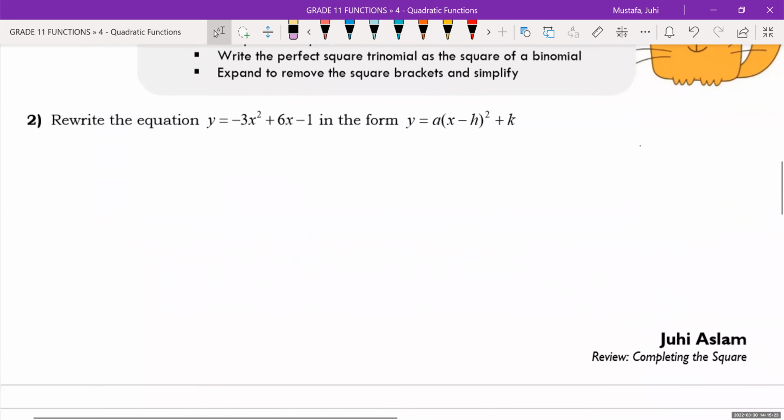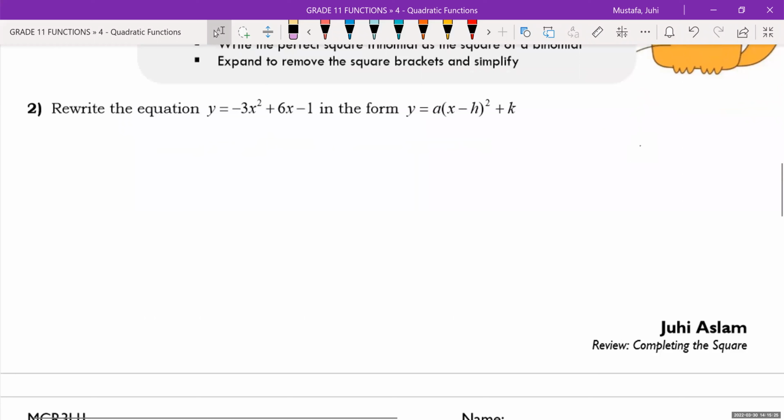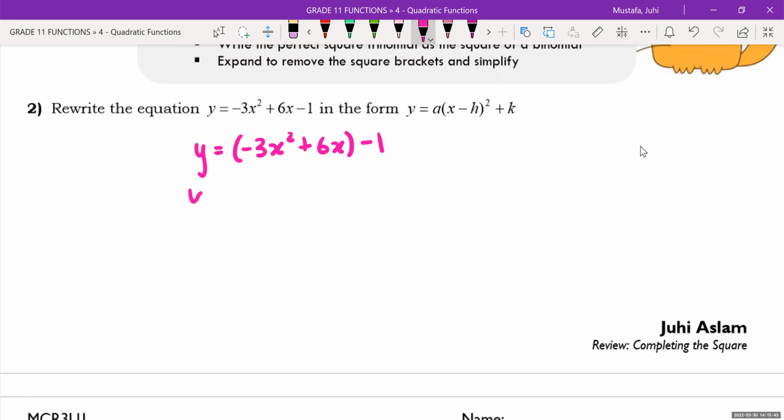All right, let's try the next example. We have y is equal to negative 3x squared plus 6x minus 1. Okay, I begin this question by first grouping my first 2 terms together. Is my x squared by itself in this question? No, so I'm going to have to factor it out.